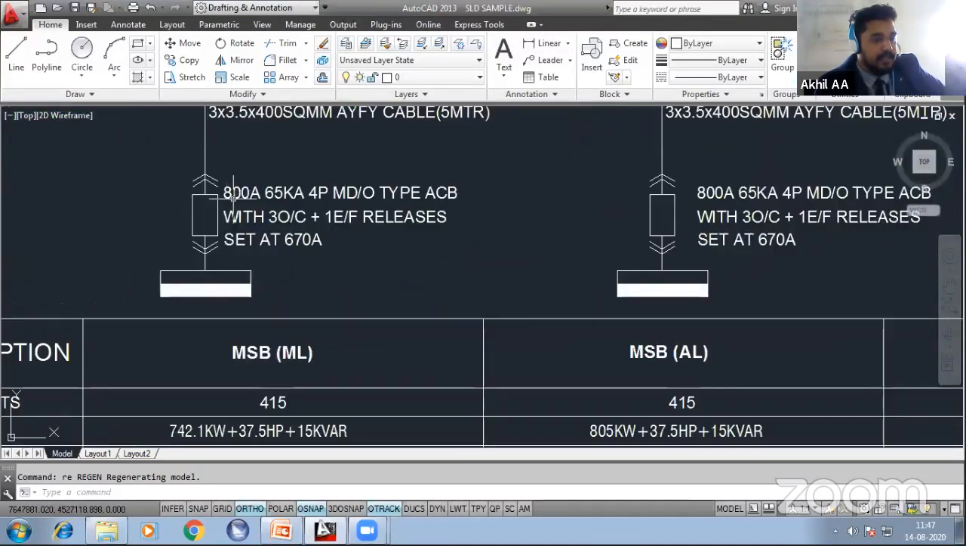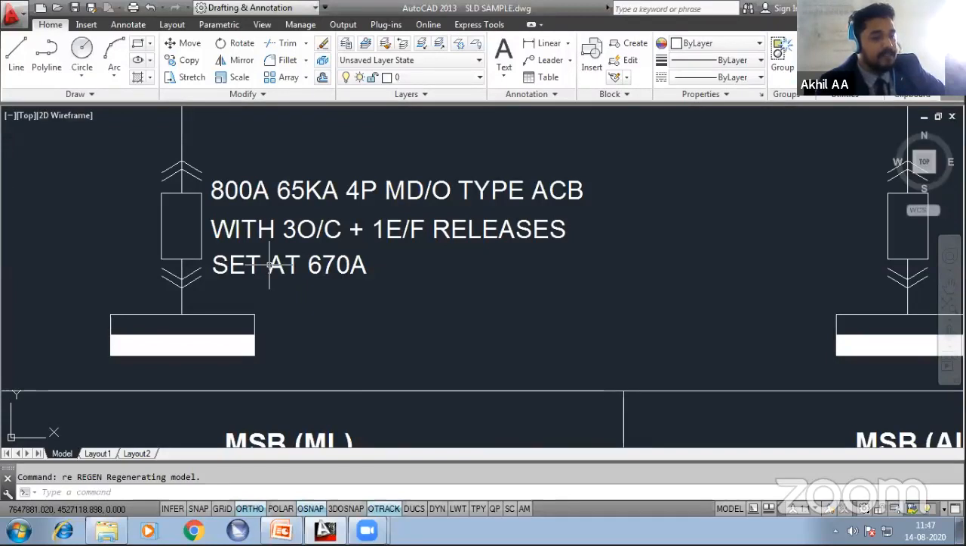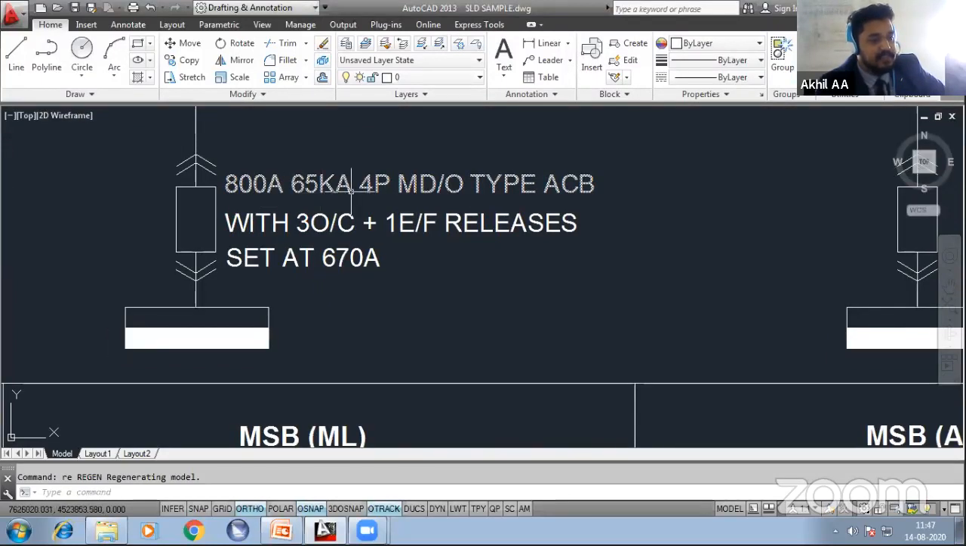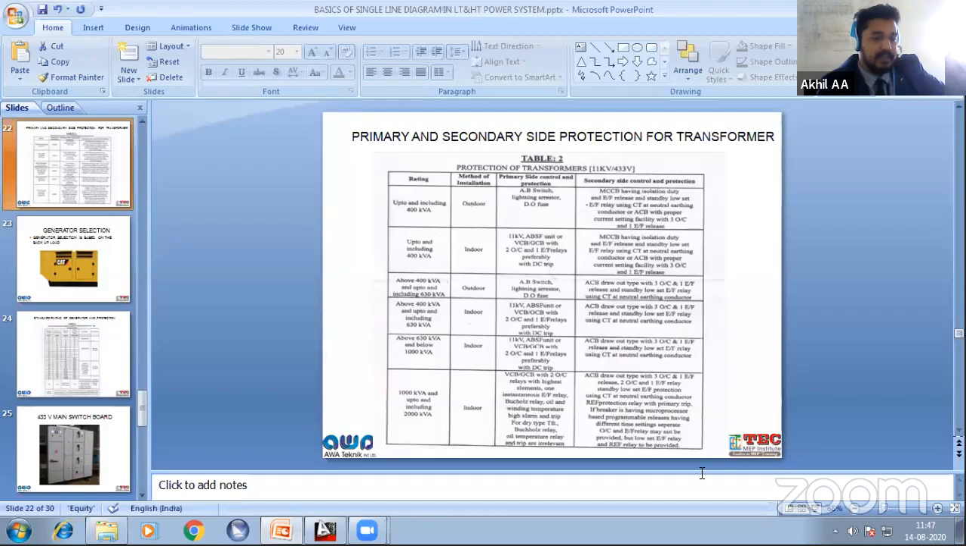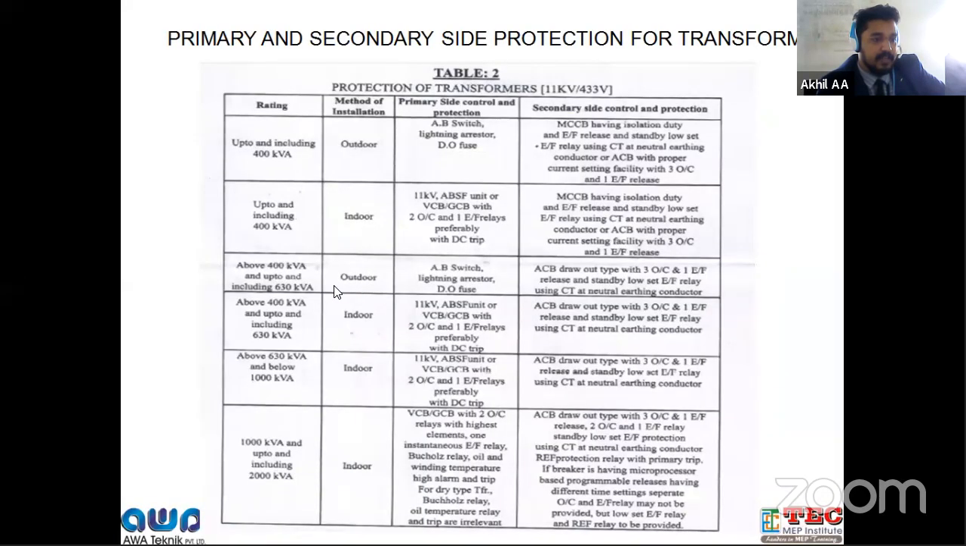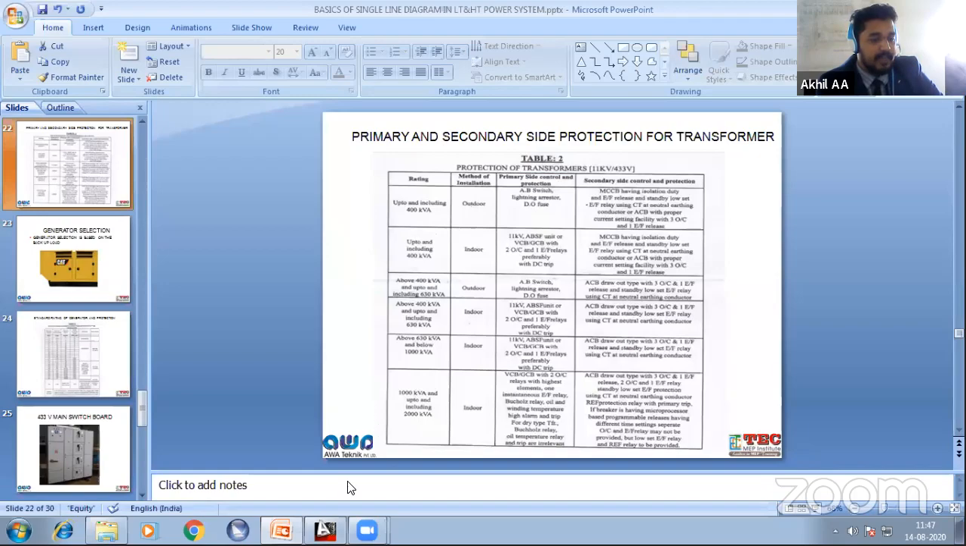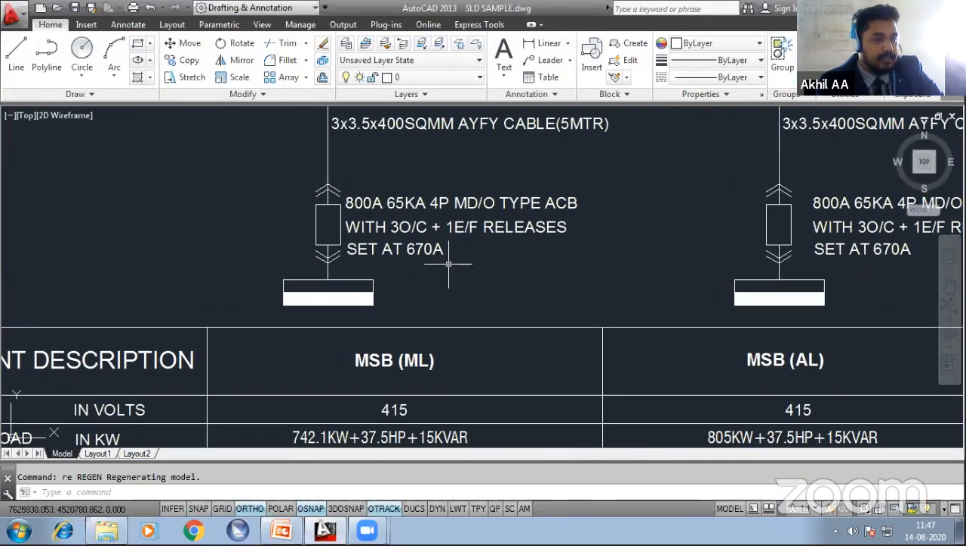And the main incomer of the MSB is an 800 ampere, 65 kiloampere, 4-pole, main draw out type ACB with 3 overcurrent and 1 earth fault release set at 670 ampere. If you remember the primary and secondary side protection table, above 400 kVA the type of protection is an ACB draw out type with 3 overcurrent. As per this table, we have provided the specifications.